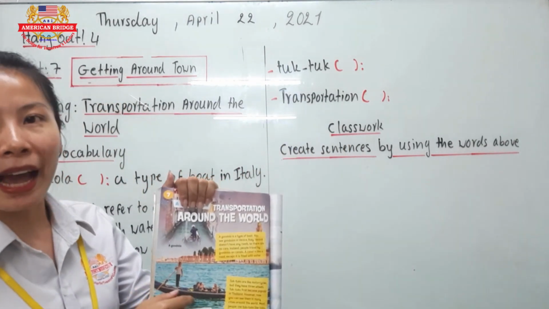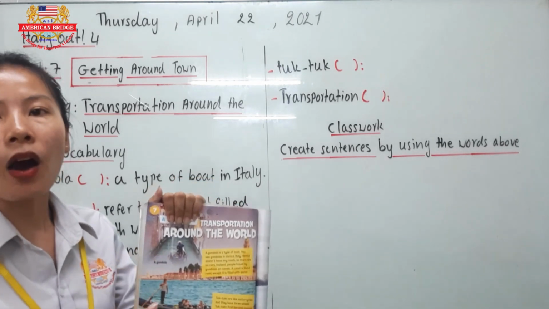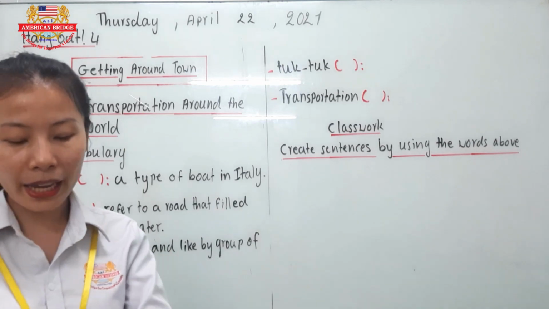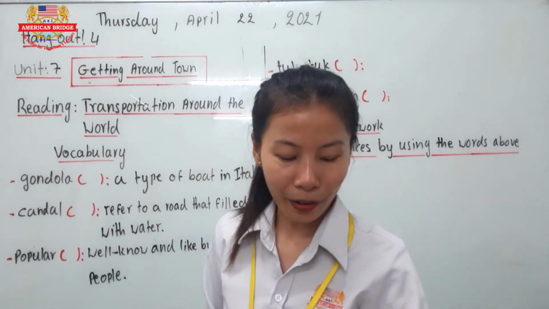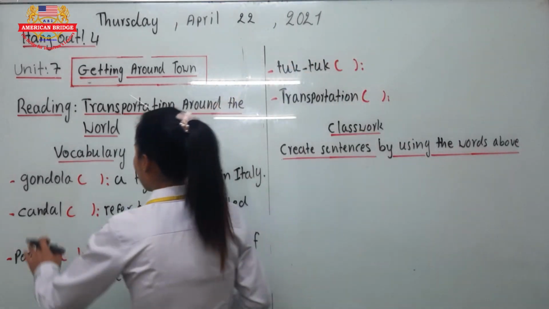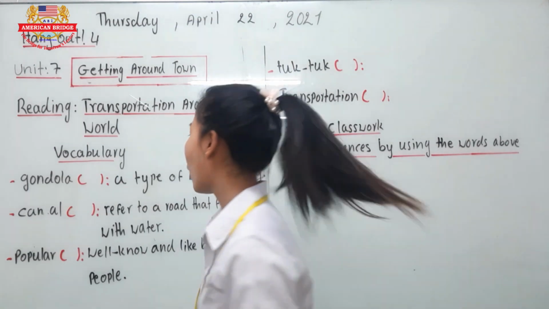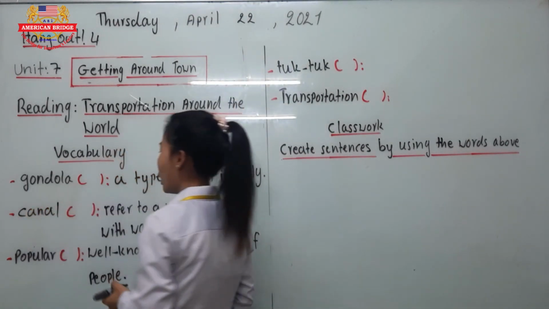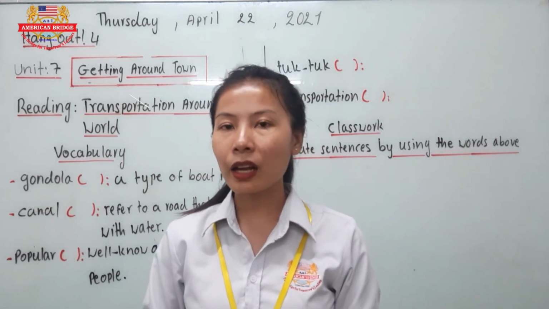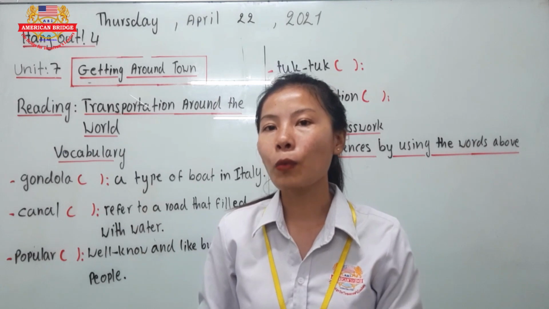People go somewhere by gondola, and the gondola is right on the canal. All right? So we call it a canal. As I mentioned earlier, canal we refer to the road that is filled with water.